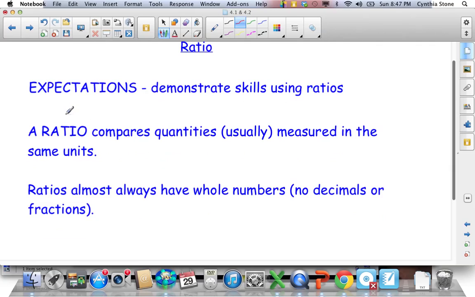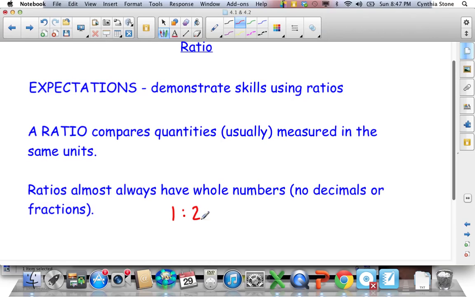So here's our expectation for today, that you're going to be able to use ratios, and this should be review. What is a ratio? A ratio compares quantities measured in the same units, but not always in the same units. Ratios almost always have whole numbers, so we prefer not to see ratios with decimals or any sort of fraction. Usually when we write a ratio, we write it something like this. You might write a ratio 1, do you remember seeing this before? The colon to 2. And that's a ratio.